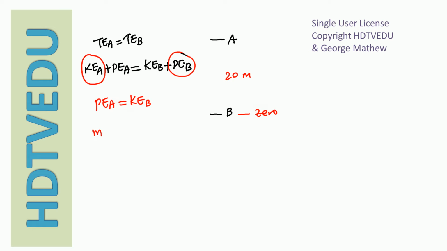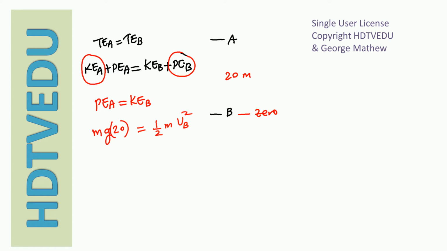What is the expression for potential energy at point A? It is mass times the magnitude of the acceleration due to gravity times the vertical height from the zero level. What is the position of point A with respect to the zero level? It is 20. And what is kinetic energy at point B? It is 1/2 mass times speed at B squared.